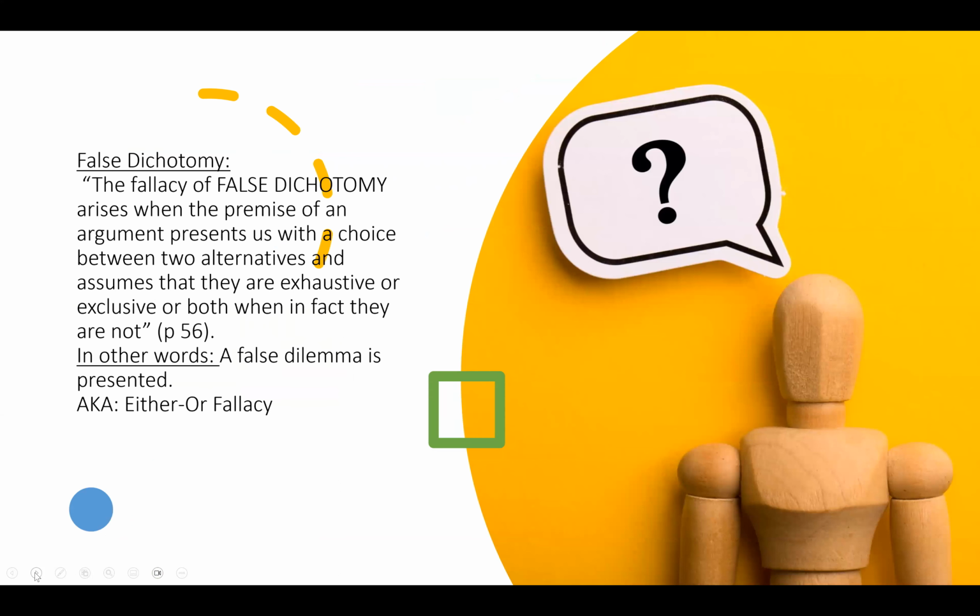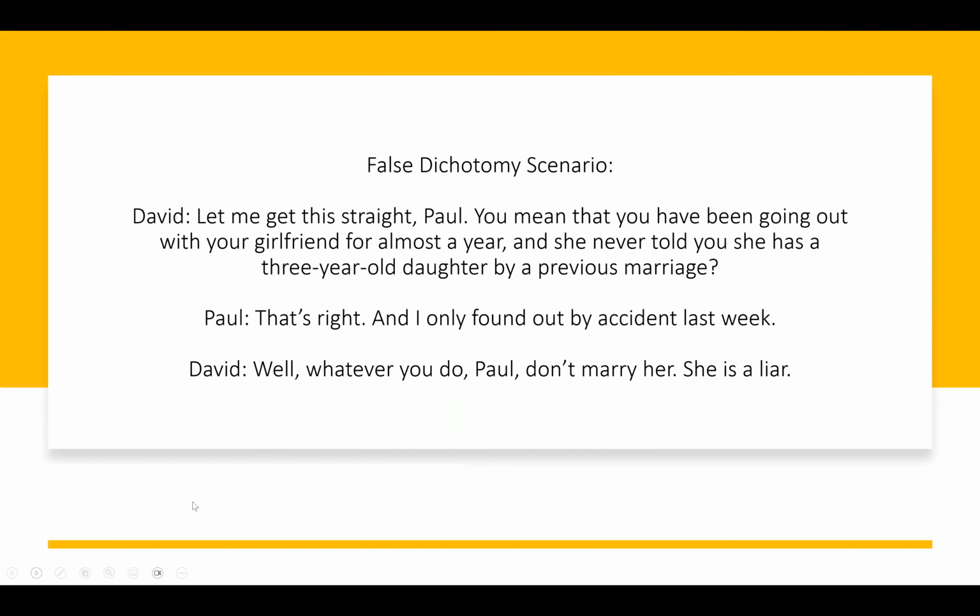Finally, false dichotomy. The false dichotomy arises when the premise of an argument presents us with a choice between two alternatives and assumes that they are exhaustive or inclusive or both, when in fact they're not. In other words, a false dilemma is presented. False dichotomy will present two choices and assume there are no other choices that can be made. This is also known as the either-or fallacy.